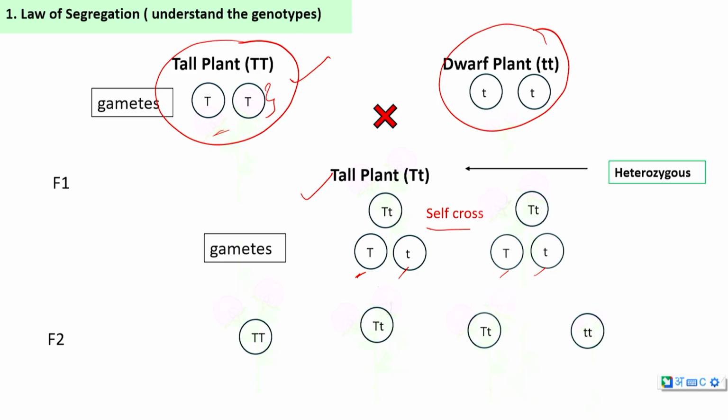So, when he crossed them, what did he find in the F2 generation? He found that there were tall plants, right.